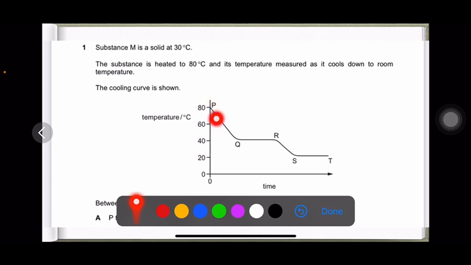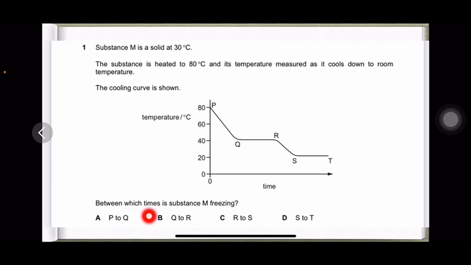So as we are cooling it down, QR is representing the freezing, means liquid to solid. So option B is the correct answer. From Q to R, it's showing you freezing state, change of state.